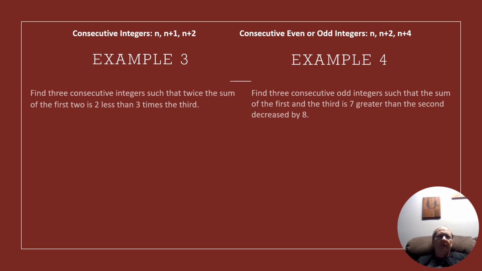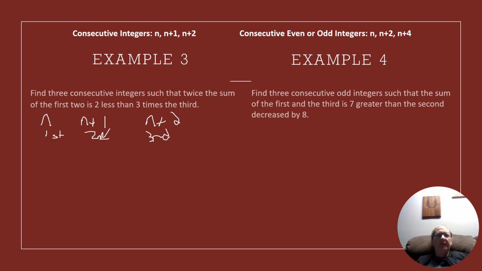So my first example, example 3 of this, says find 3 consecutive integers such that twice the sum of the first 2 is 2 less than 3 times the third. So I'm dealing with 3 consecutive integers. So I know my pattern is n, n plus 1, and n plus 2. So that's my first, my second, and my third. Important to know which one is which.